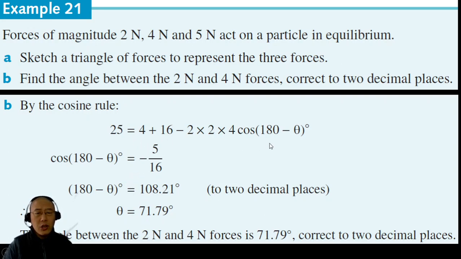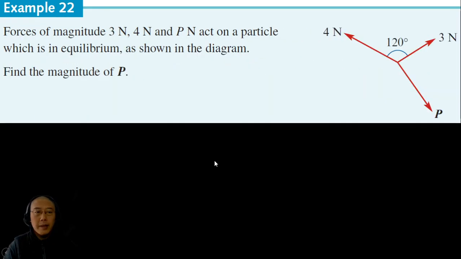Applying the cos rule, again you use the angle inside the triangle, you resolve it, you find your 180 minus theta, you can determine theta, and that is your answer to 2 decimal places in degrees. Reminder: when you do inverse cos, make sure you have set your calculator in the right degree mode.